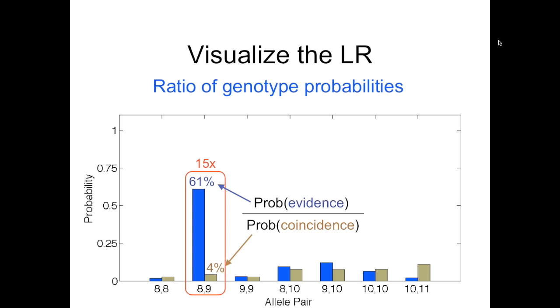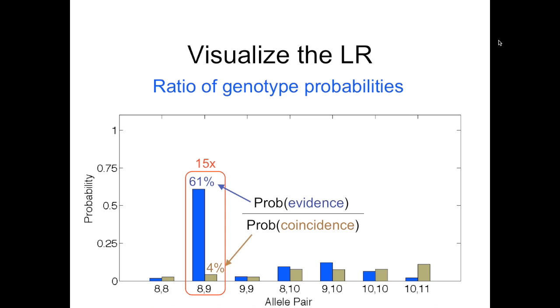In blue, we have the evidence probability of one of the contributors to the mixture, and that has a probability of 61% at the suspect's genotype of 8-9, and the prior probability, the chance of a coincidence, was only 4% for an 8-9 genotype value at this particular allele pair. Now notice the math doesn't care which allele pair you're looking at.